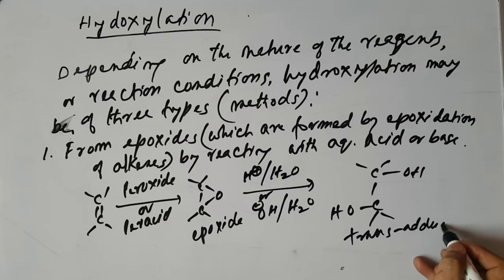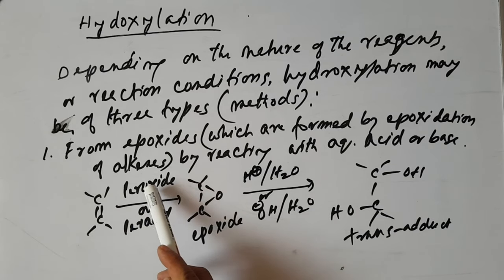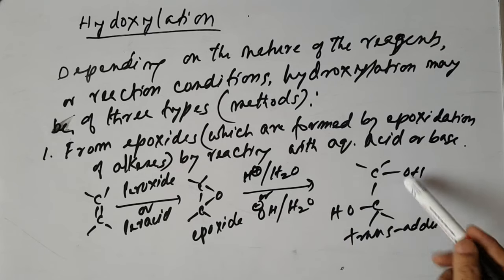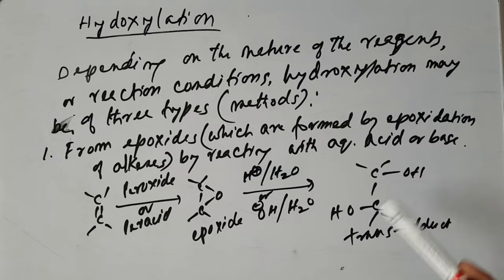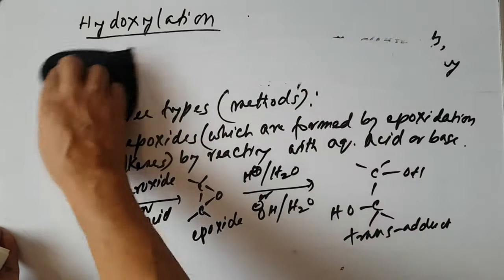I'm repeating again that the first method is from epoxides, which are formed by epoxidation of alkenes by reacting with peroxides. These epoxides can undergo acid hydrolysis or react with aqueous alkali to get this trans product. Here the 1,2 diols are trans diols. So let's see the mechanism of formation of this trans 1,2 diol.